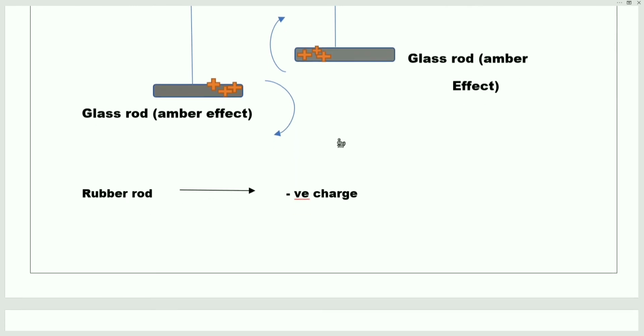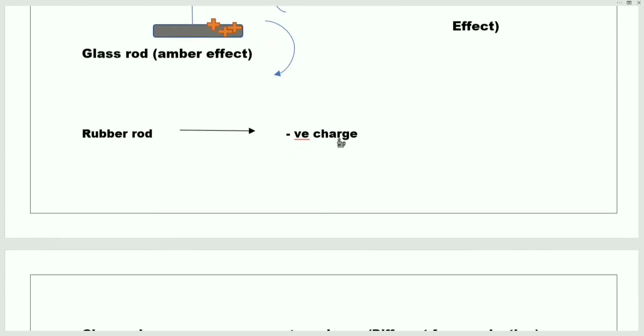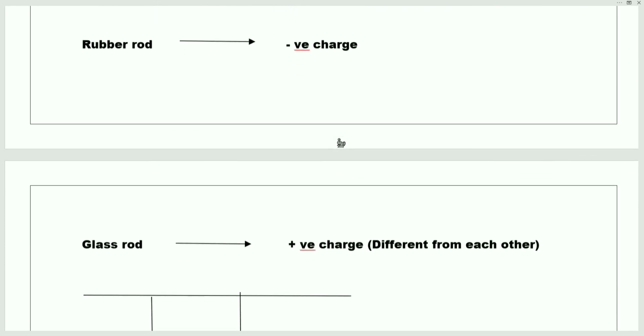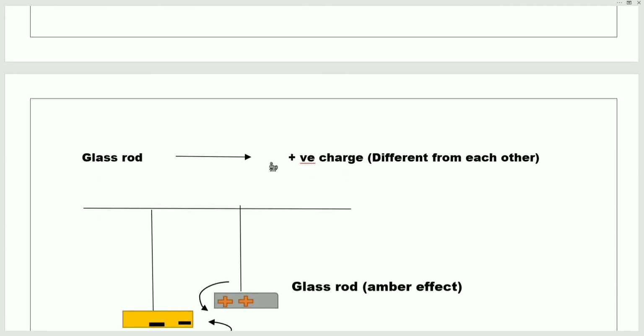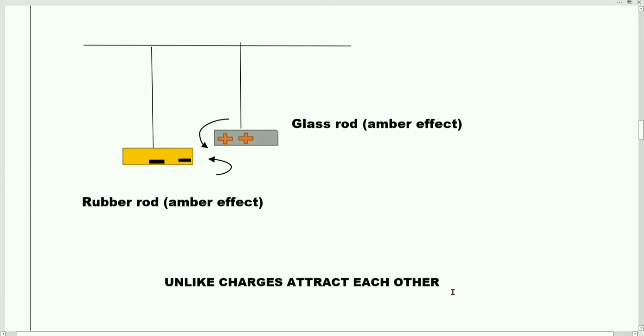And two, we understand that rubber rod gains negative charges and glass rod gains positive charges and are different from one another. Secondly, we can observe that unlike charges attract each other. Now we hang a rubber rod and a glass rod. We observe that both are attracted.